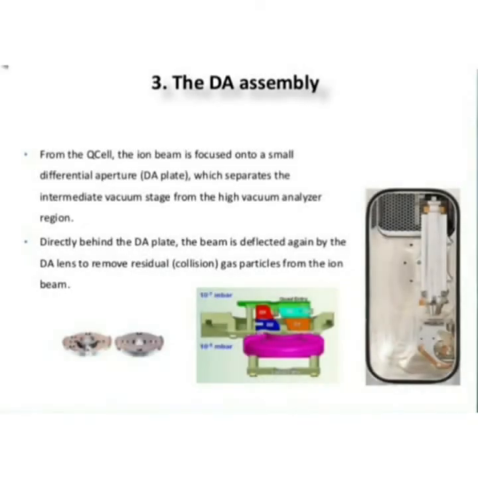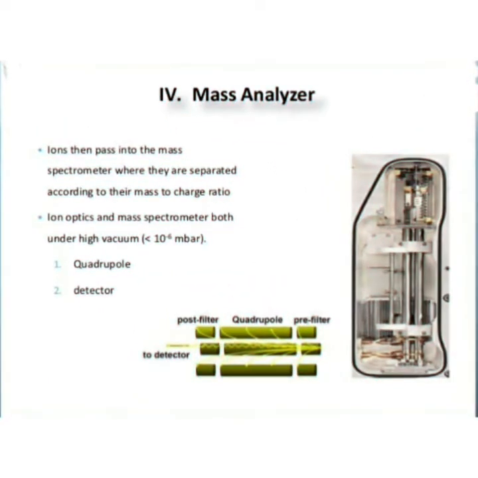Next is the DA assembly. From the Q cell, the ion beam is focused onto a small differential aperture (DA) plate which separates the intermediate vacuum stage from the high vacuum analyzer region. Directly behind the DA plate, the beam is deflected again by the DA lens to remove residual collision gas particles from the ion beam.